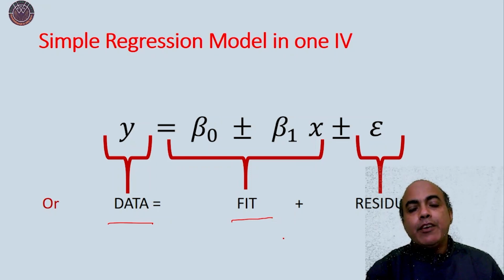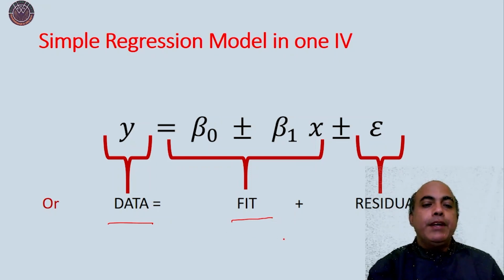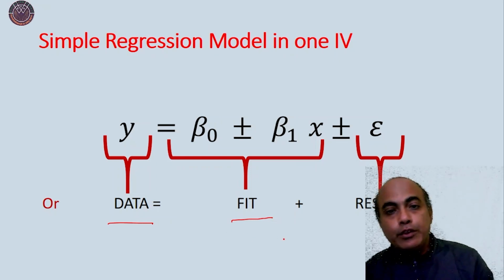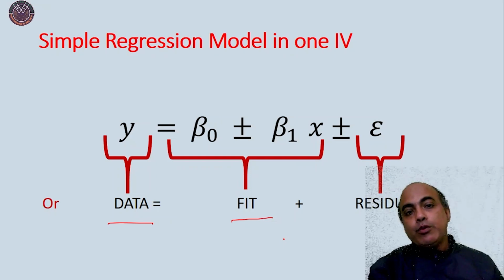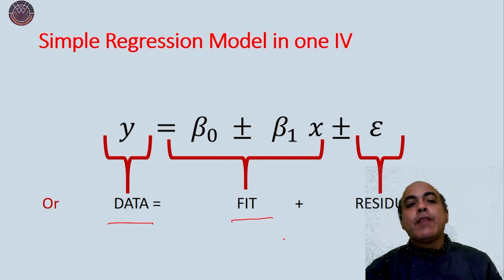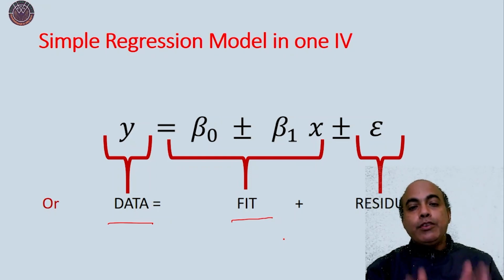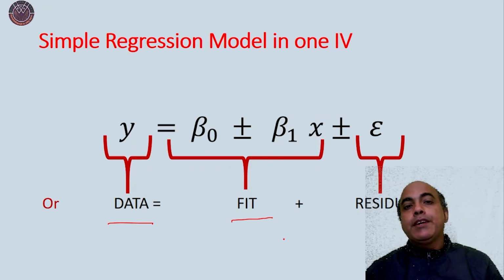We get a line of fit, and then we try to minimize the residual term and try to get the best line of fit, a model which explains the observed data in the best possible way. So this is the actual theory working behind performing simple regression.